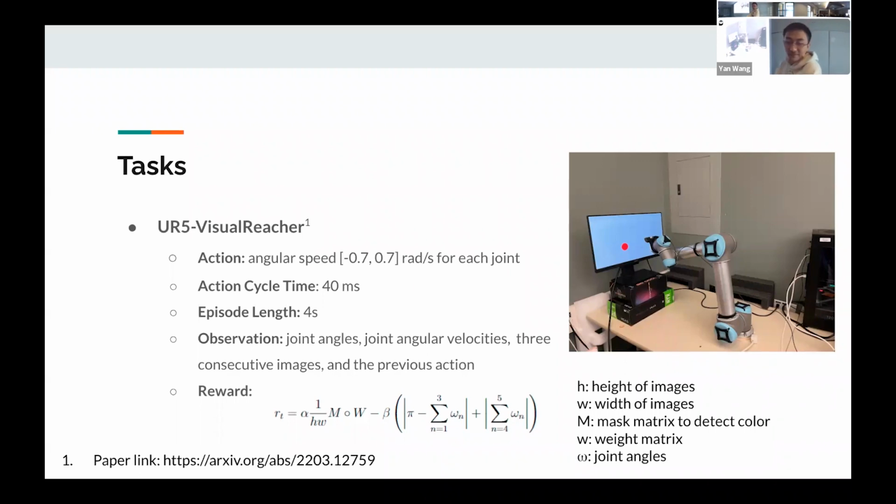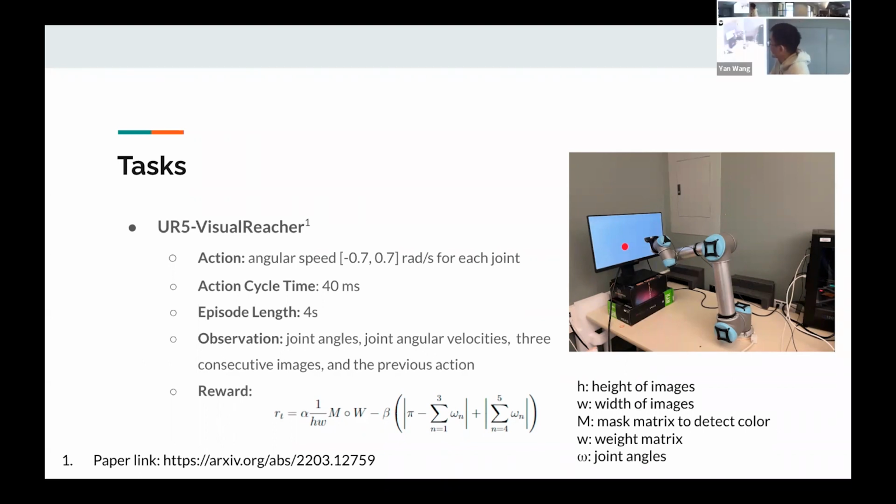This task aims to move the UR5 fingertip to the target designated by the red dot and stay there as close as possible until the end of an episode. The action is the angular speed for each joint, and the actions are sent to the robot every 40 milliseconds. The episode length is 4 seconds.